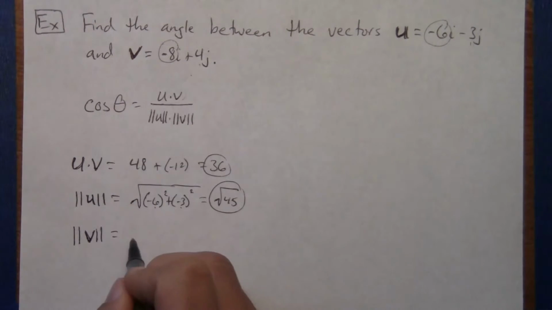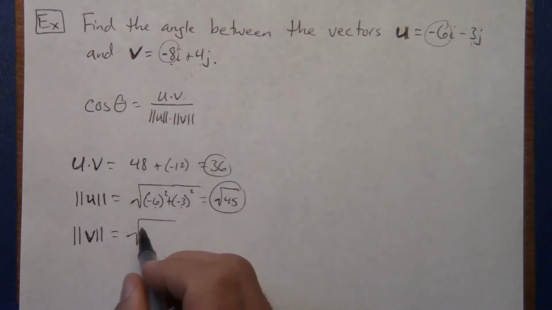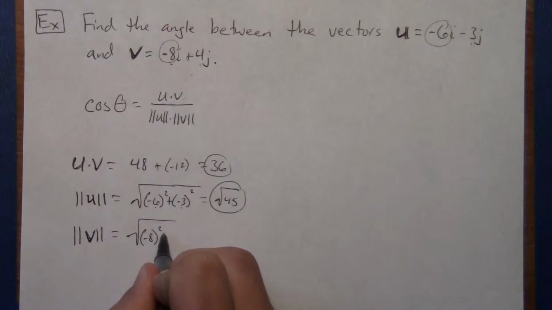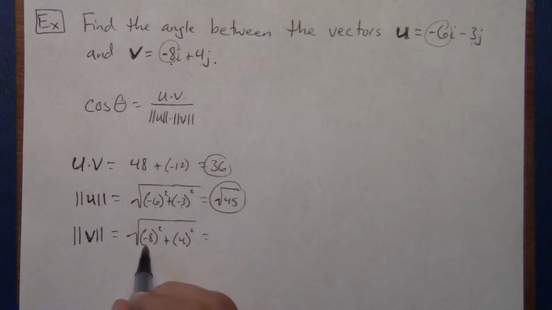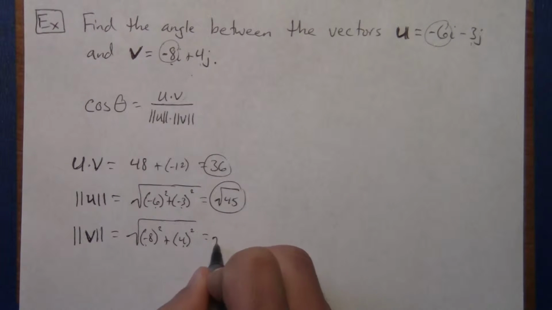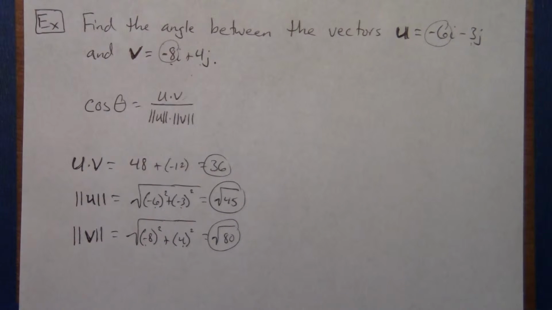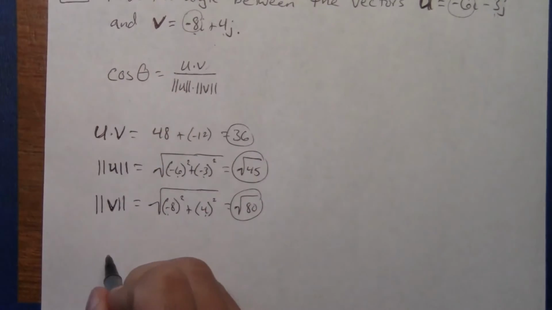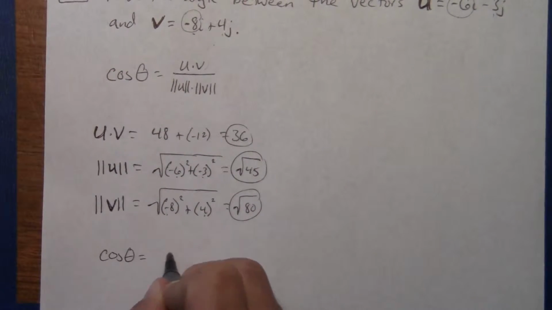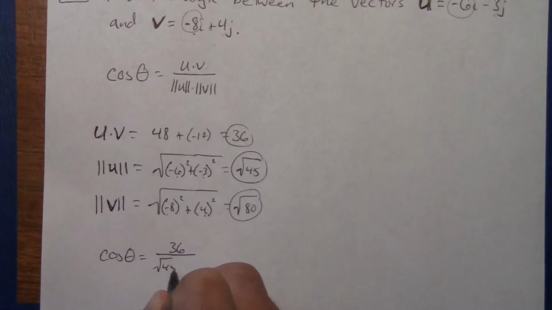Magnitude of v, same thing. It's the square root of a squared, which is -8 squared, plus 4 squared, or b squared. That's 64 plus 16, which eventually is going to give me the square root of 80. And same thing, I would normally simplify that, but because it's not my final answer, I'm not going to. So that means I have the cosine of theta is equal to 36 divided by the square root of 45 times the square root of 80.